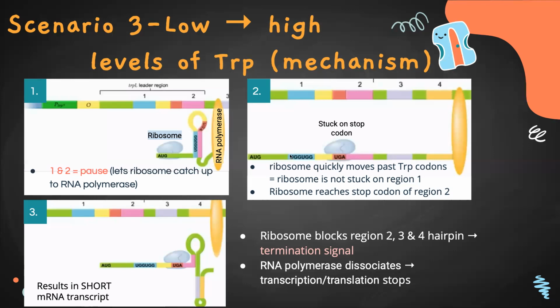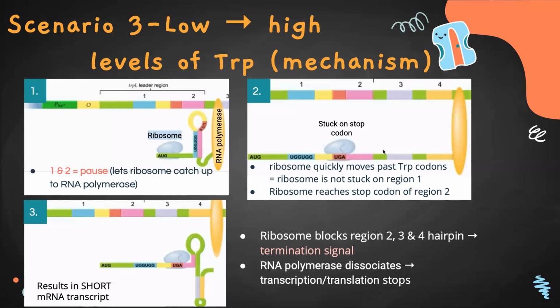So the ribosome moves over region 1 quickly until it reaches the stop codon right before region 2, or kind of like blocking region 2. And since the ribosome is kind of stuck around the region 2 area, that means 2 cannot bind to region 3 because the ribosome is there. So it's like a blocker from those 2 pairing together.